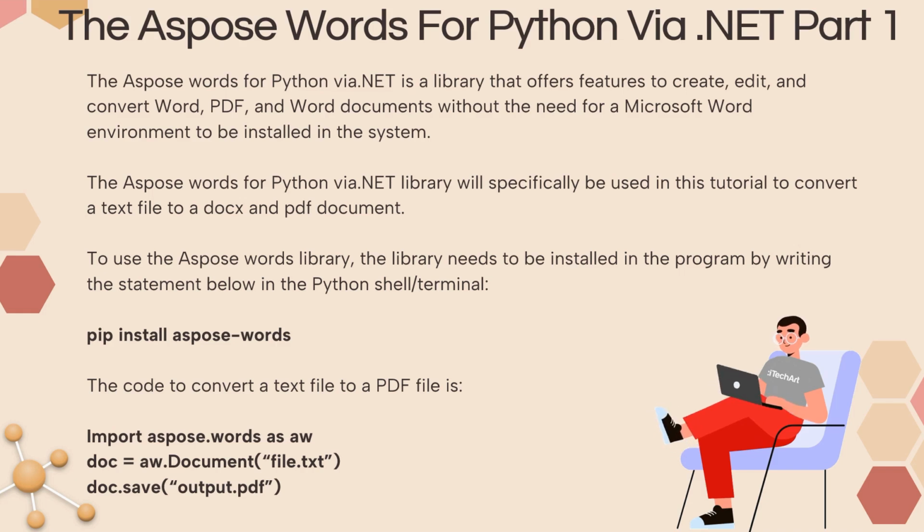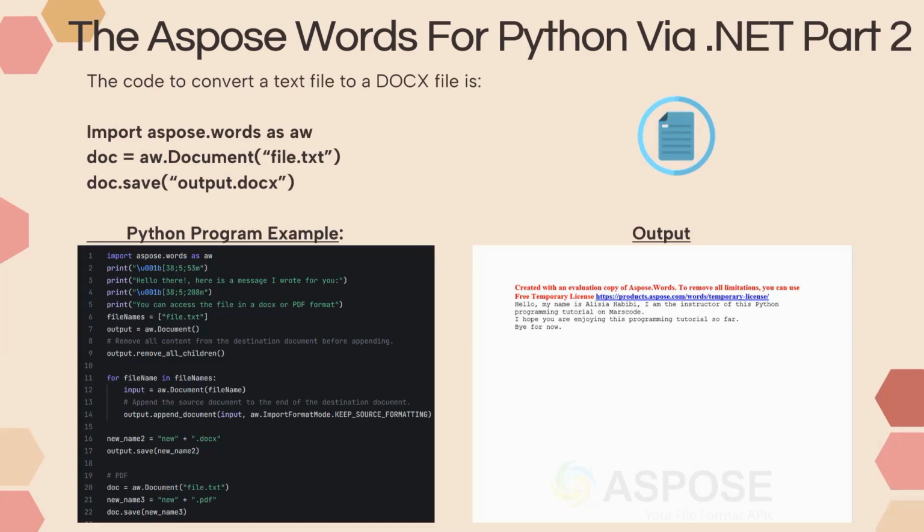Now the last statement you need to write is just put the name of that variable that you've created, doc, and put .save, and then in parentheses specify the format or the extension of the output file. In this case, the extension of the output file is a PDF, so here we have output.pdf. Now if this program is run, whatever is inside of this file.txt would now become a PDF file.